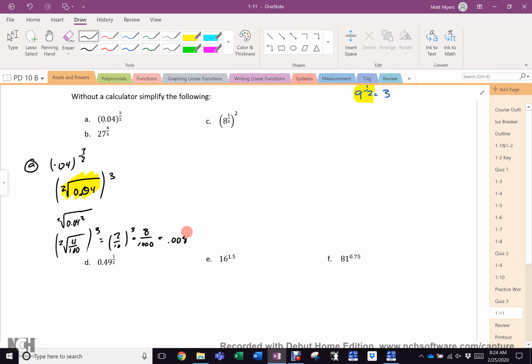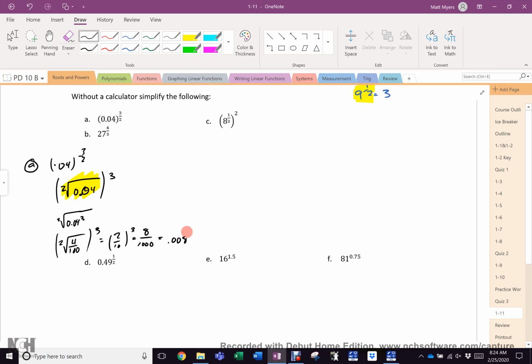That's all there is to it. The exponent becomes the numerator, or the denominator becomes the radicand, the numerator becomes the exponent. Is it more easy to do like 0.04? Yes. Yes, that works wonderfully if you have a nice perfect square there.